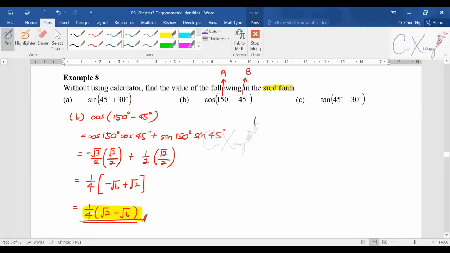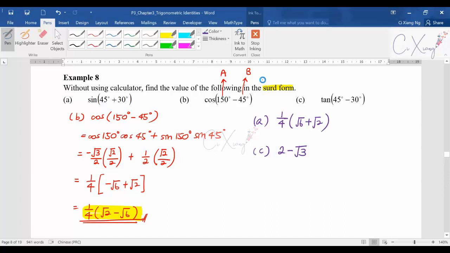All right, so I hope that you already have an idea how we do it. So now I want you to try part A and part C yourself. I will only show you the final answer. For part A, the final answer that you get should be 1 over 4 times square root 6 plus square root 2. And part C is harder actually, but if you are careful enough, you should get 2 minus square root 3. So I will just leave this for you to try out. So A and C, try out on your own.